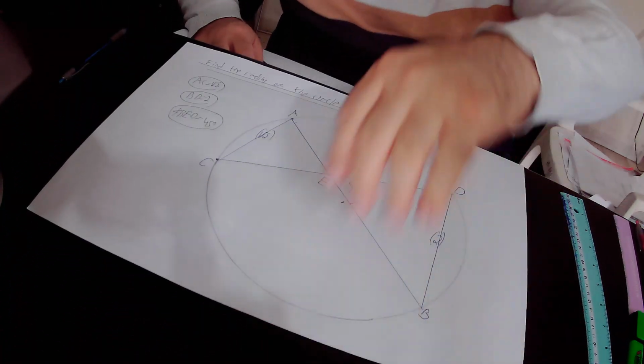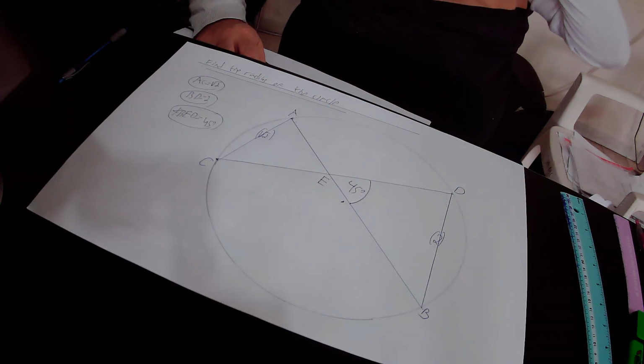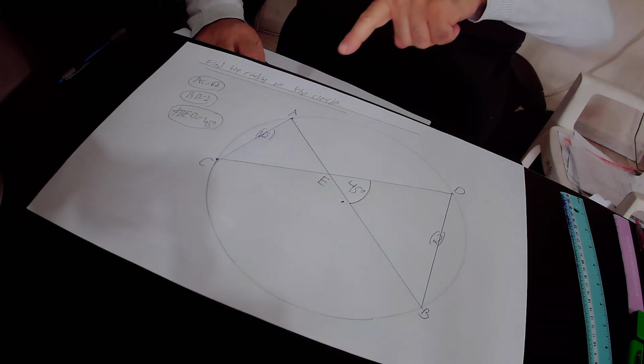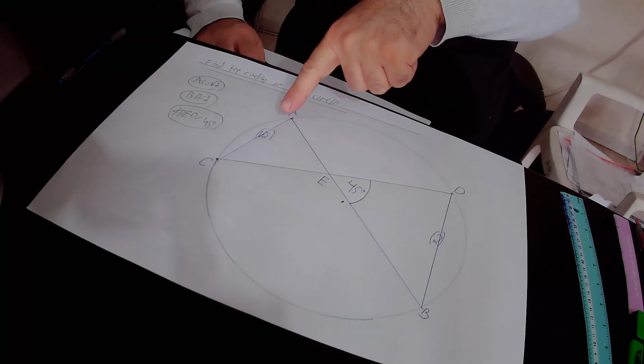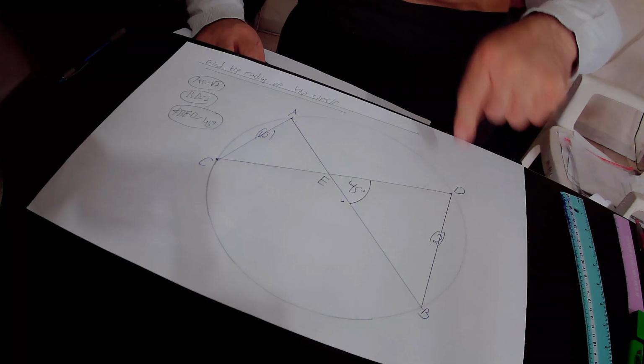Now, in this lecture, we'll find out the radius of a circle. In the drawing, we have a circle. We know that chord AC equals the square root of 2 units in length. Chord DB equals 2 units in length.